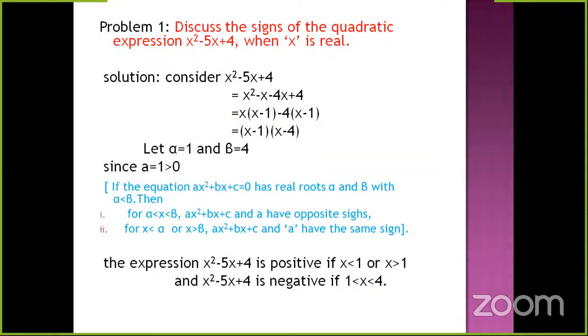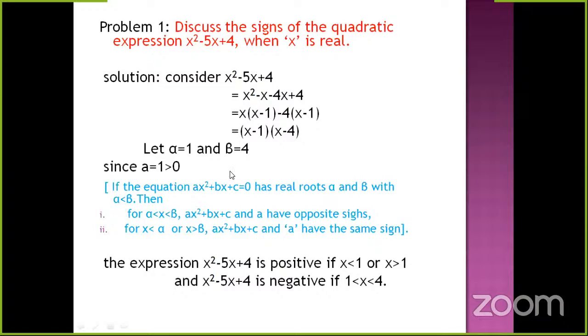Now let us solve some of the problems based on this concept. Discuss the signs of the quadratic expression when x is real. Already we have studied that based on the nature of the roots, we can say the relation between a and the expression. So first of all, we have to find the roots of this quadratic expression. So consider x square minus 5x plus 4. By using the factorization method or by using the direct formula, I am finding the roots as 1 and 4. So let alpha be equal to 1 and beta be equal to 4.